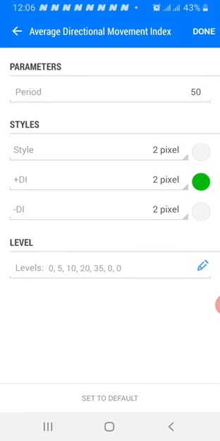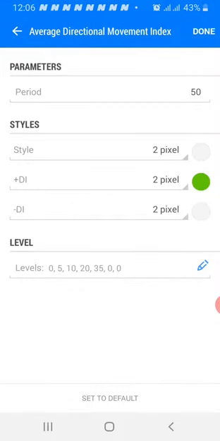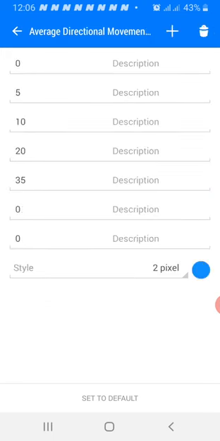The plus DI is also 2 pixel, and you choose the color of your choice, but I'm using green. Then the minus DI is also 2 pixel. It should be the color of your screen, just like my MT5 is white, so I'm using white. The plus DI should use another color different from the color of your screen. Then the levels should be 0, 5, 10, 20, 35, just like this.